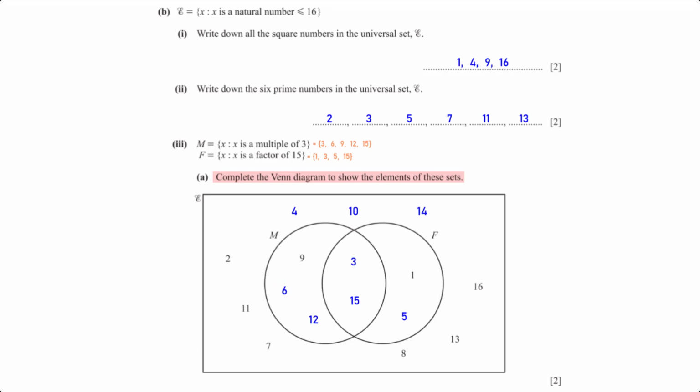And after taking out the common elements, the remaining elements in set F are 1 and 5. 1 has already been filled in for us. The remaining natural numbers in the universal set that are neither in sets M or F are 4, 10, and 14. The rest of them have already been filled in for us.